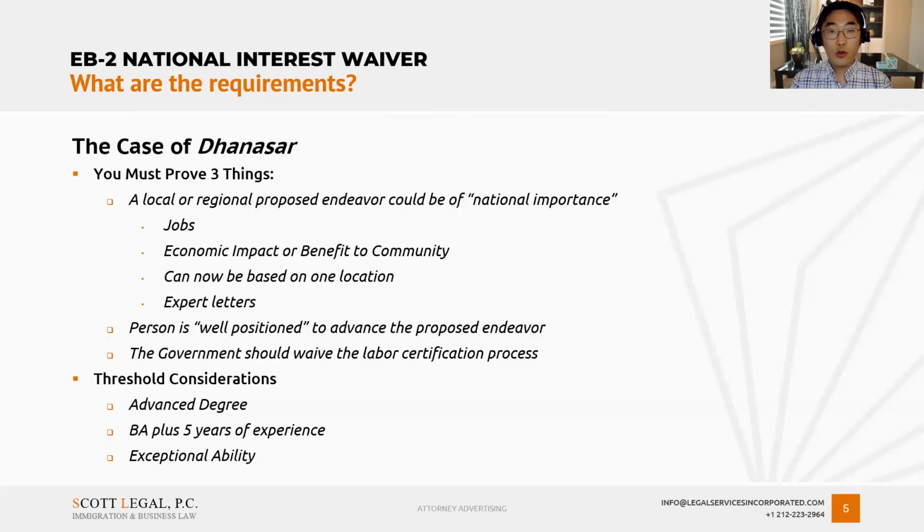Once you meet that threshold eligibility criteria, then you need to meet the top portion of criteria in this slide. Three things. First, an eligible case must show the national importance of your work. It could be creating jobs, it could be something that you have invented, or it could be something that provides economic benefit to the local community in the United States.